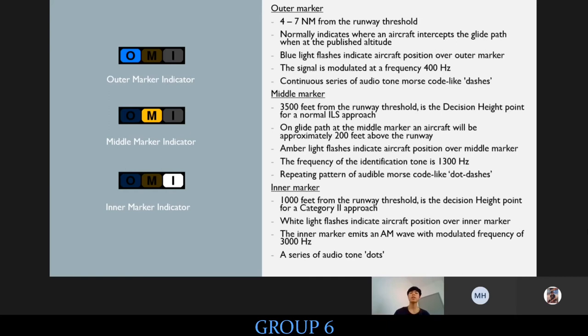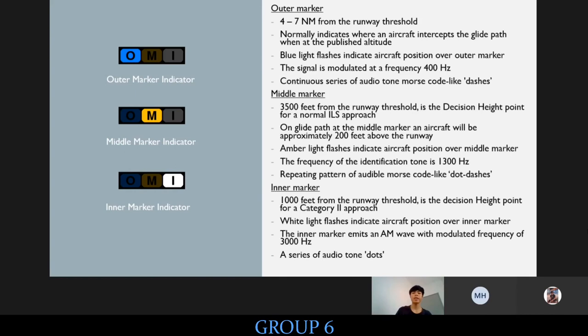So the picture on the left side shows how the outer marker indicator looks. The blue light will blink when the aircraft is positioned over the marker beacon.